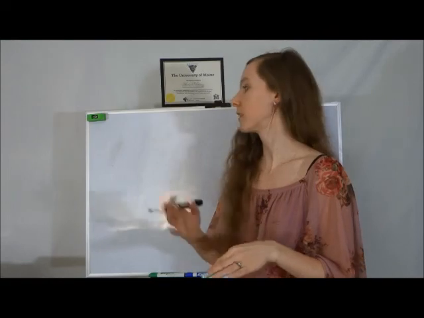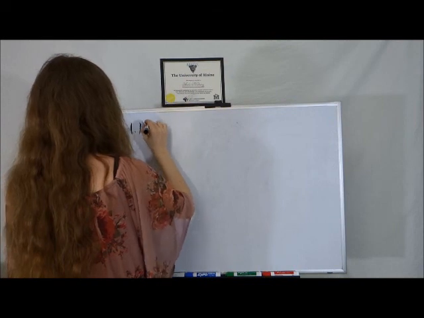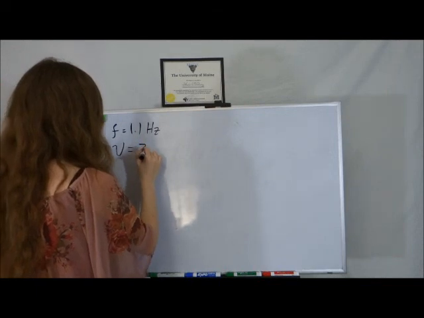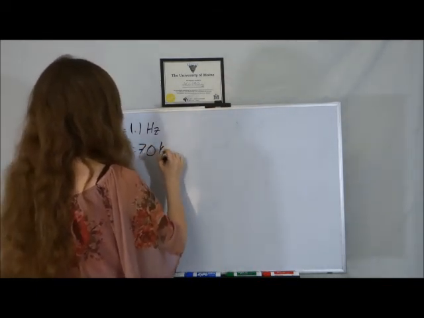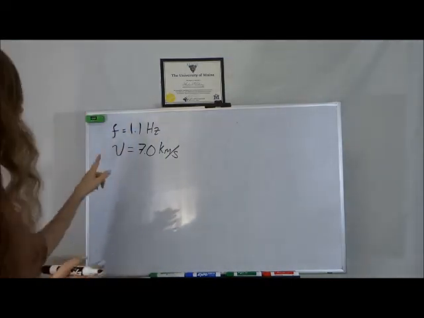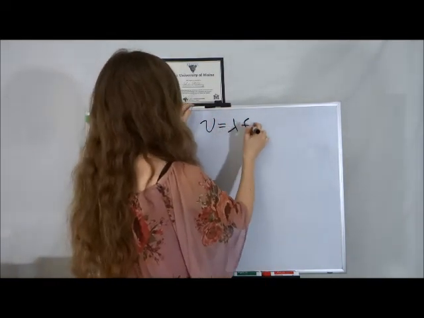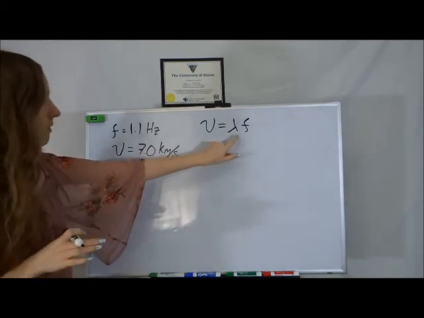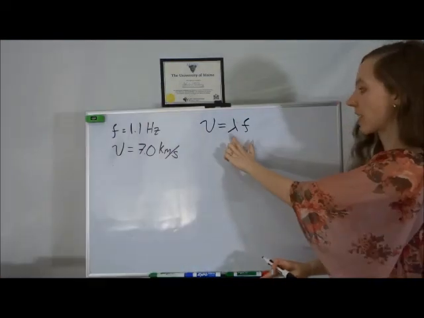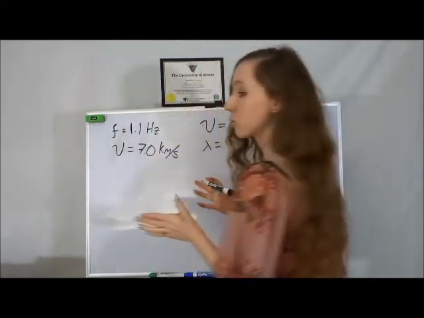Now if we think back to the different variables we had on the board earlier, we know our frequency, 1.1 hertz. We know our wave speed is 7 kilometers per second. And recall also that we learned that the speed of our wave is equal to our wavelength times our frequency. We want to know wavelength, we know V and we know F, so this is going to be a good equation to use. So I'm going to go ahead and solve this out for lambda by dividing both sides by F. Now we'll see that lambda is just equal to V over F.